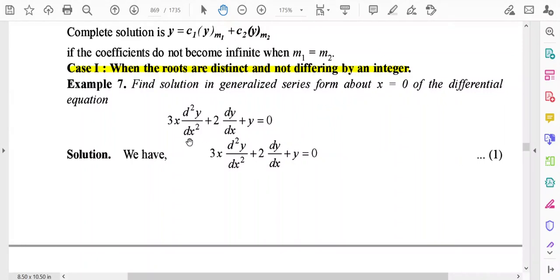So this is the expression of the differential equation: 3x d square y by dx square plus 2 into dy by dx plus y is equal to 0. And this is the expression of the differential equation. And we are going to find the solution of the differential equation about the point x is equal to 0.